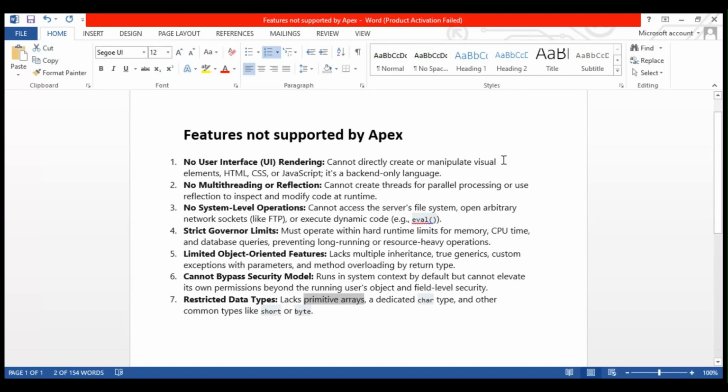Today we shall talk about a topic: what are those features which are not supported by Apex programming in Salesforce. So friend, today's topic is very interesting. So one by one we shall talk about in detail.